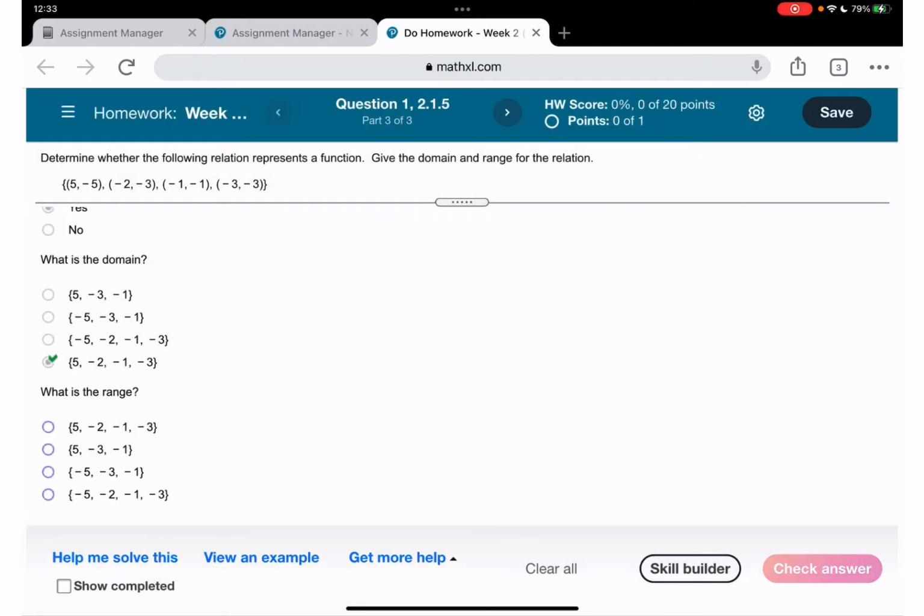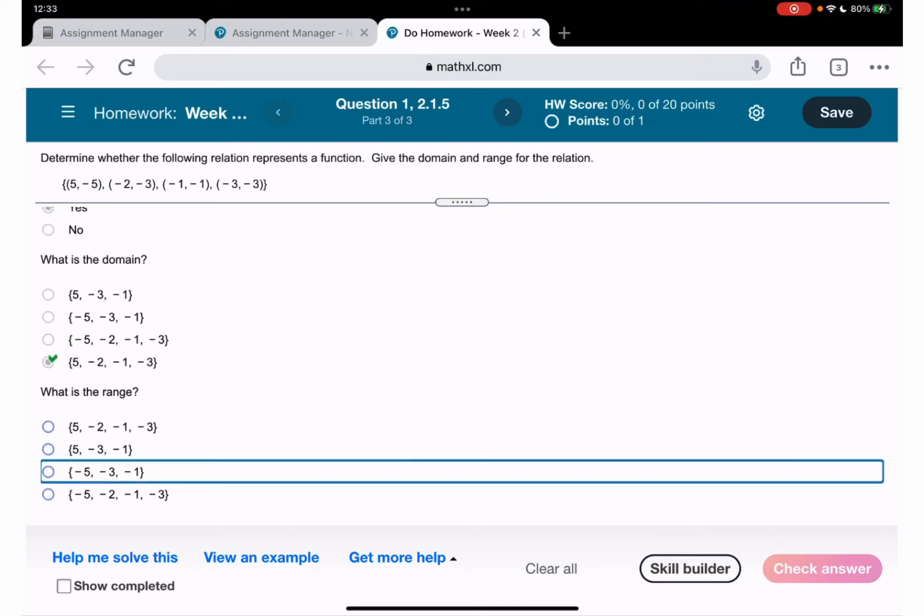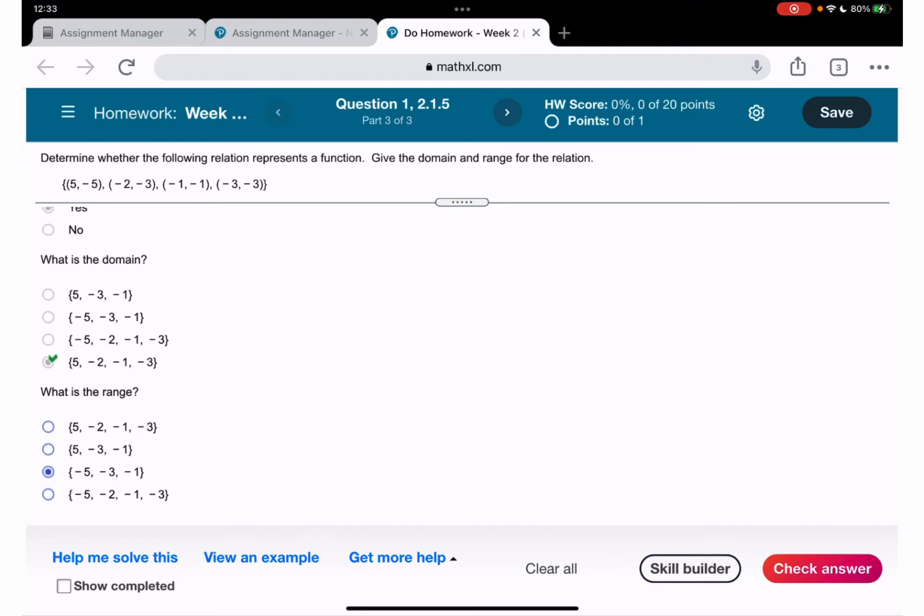Moving to next one, range. Remember range, I said it's going to be the value of y. So second element in the coordinates. So it's going to be -5. So if it's -5, it's going to be the third or fourth one, right? And then -3. Okay, looks like it's going to be this one. Because we have -5, -3, and then -1, and then again -3.